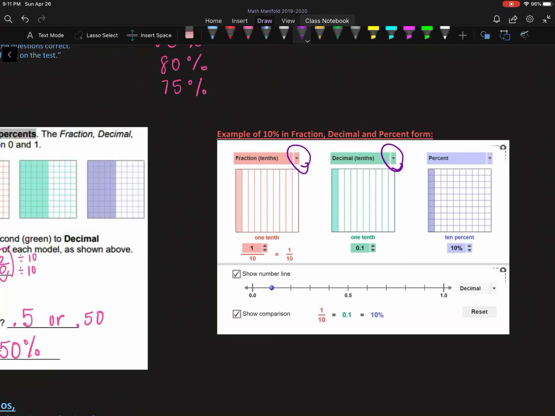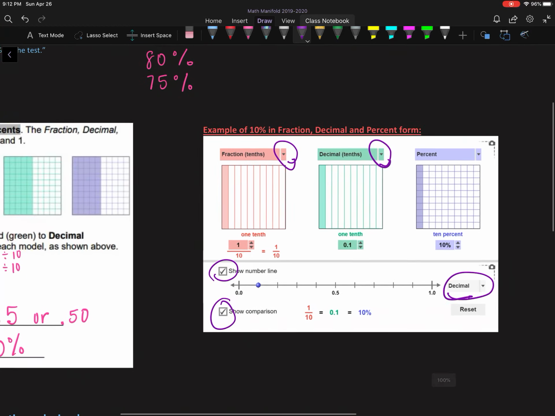So 1/10 is the same as 0.1 or 1/10. And then this also represents 10 little pieces out of 100 or 10%. You'll get to play around with the number line. I chose to keep it as a decimal. And as you play with it, you'll see your dots. If you click these little boxes here, you'll get to see the point move up and down the number line.